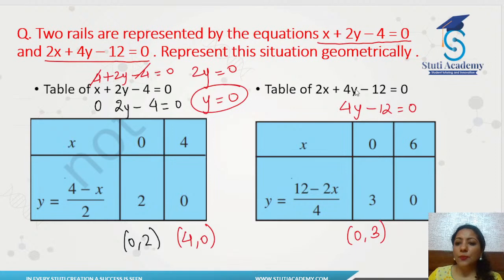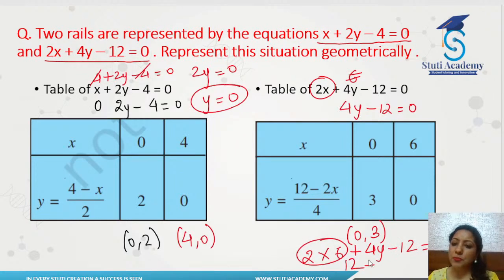In the same way, I'm going to put x is equal to 6 here. I'll get 2 into 6 plus 4y minus 12 is equal to 0. This will give us 12. 12 plus 4y minus 12 is equal to 0. So we will cancel out this and we'll get 4y is equal to 0. We'll get here y equal to 0. So 6, 0 is another solution for this equation.